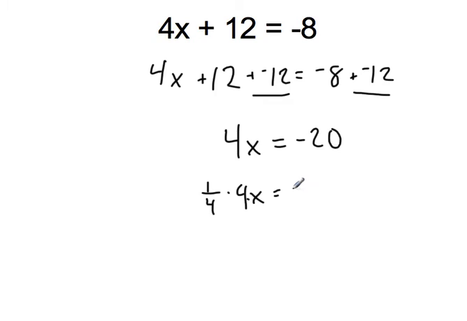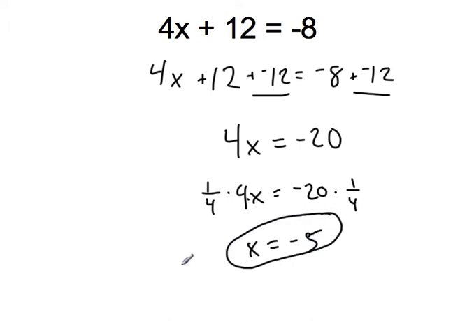And again, I would need to do the same. I need to multiply the right side of the equation by the same thing as well. 1/4 times 4 is 1, and 1 times x is x. Negative 20 times a fourth, or negative 20 divided by 4, would be negative 5. So there is my solution. That's probably the way that you would do it.